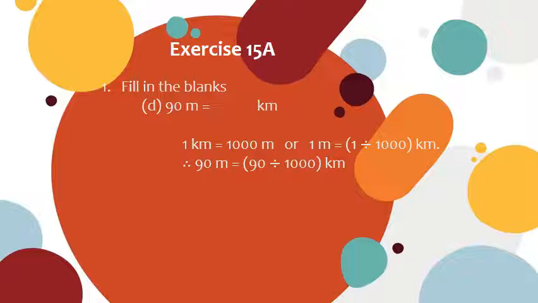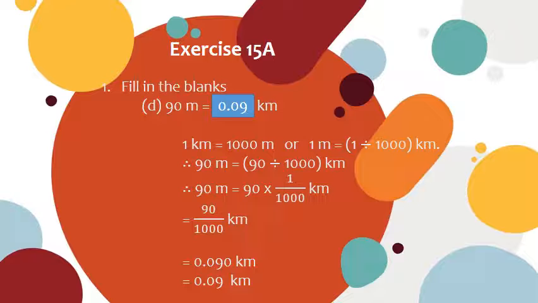Therefore, 90 meter is equal to 90 divided by 1000 kilometer. That is 90 upon 1000 kilometer, which in turn is equal to 0.090 kilometer. Therefore, 90 meter is equal to 0.09 kilometer.